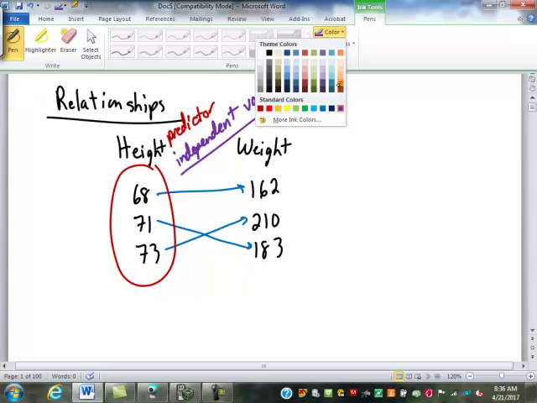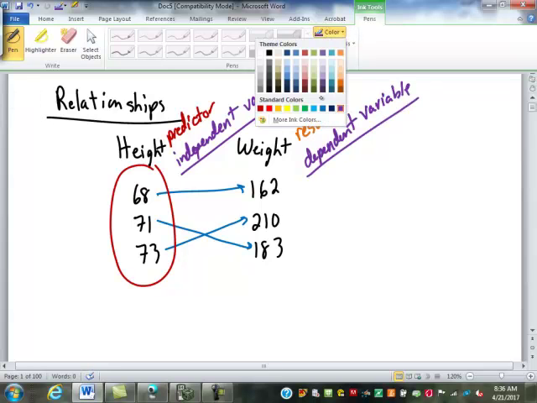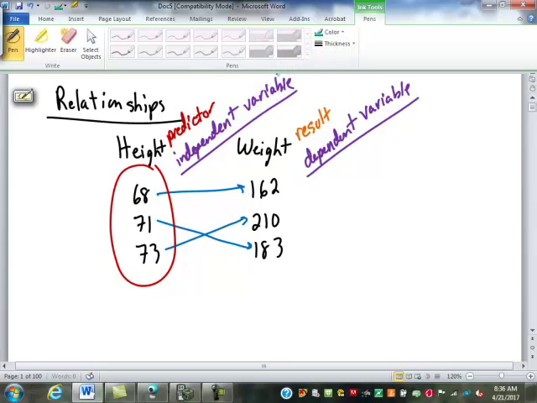And then the other variable is kind of the, I don't want to say resultant, but we'll go with that for now. The resultant variable, often called the dependent variable. The reason it's termed this way is if you know the height, it gives you a little bit of information. You should be able to predict a little bit about their weight. So as the height changes, the weight is forced to change based on their height. Again, it's not perfect, but you get the idea of the relationship.